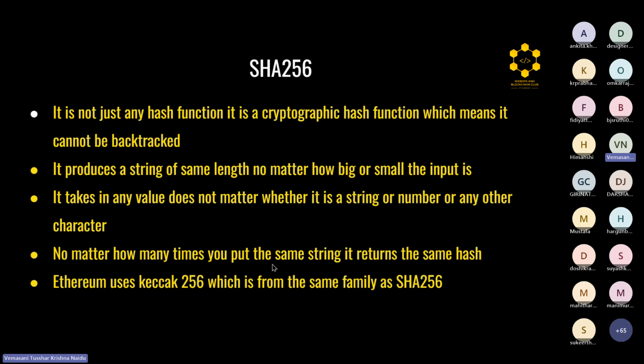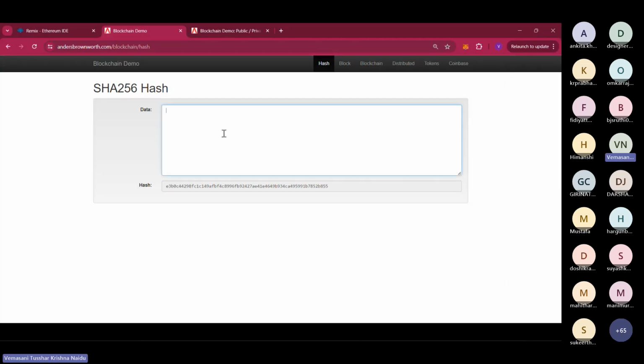No matter how many times you put the same string, it returns the same hash. At the same time, it is not anything random. If you put the same data anywhere, you get the same hash every time. Let's say I put cat now and I'm erasing it. Again, cat. You get the same hash every time. So it is sort of a fingerprint of the data. Every time the fingerprint doesn't change, right? Hash gives a digital fingerprint of the data we put in there.